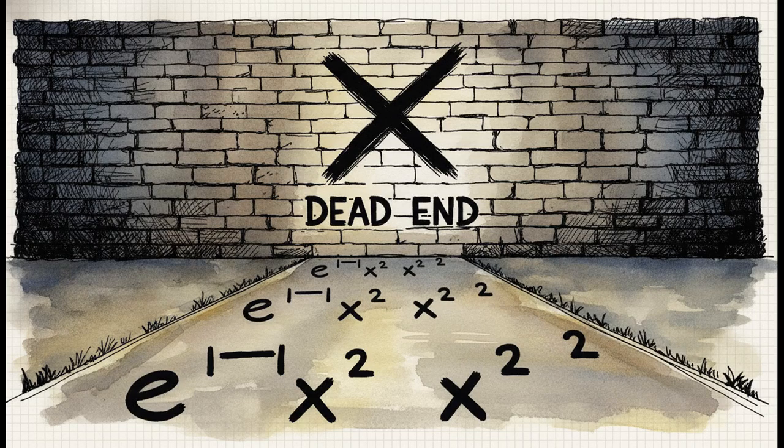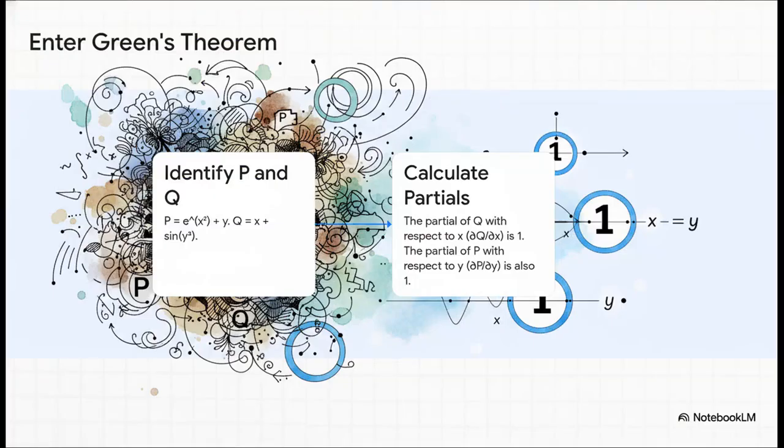There is no simple, elementary way to integrate e to the x squared. You're just stuck. It feels like a trick question. But what happens if we try Green's theorem? Let's find our P and Q. P is that whole messy e to the x squared plus y. Q is x plus that ugly sine of y cubed part.